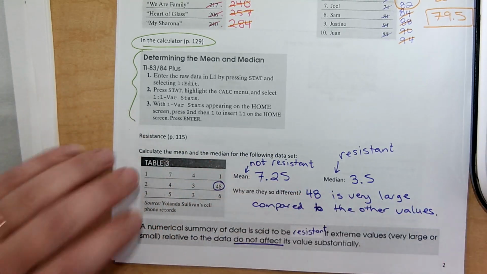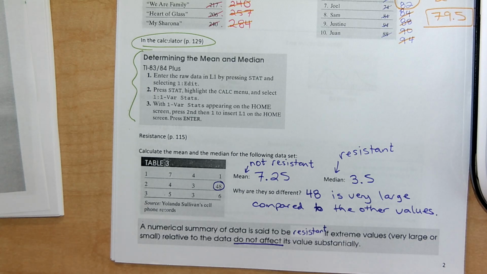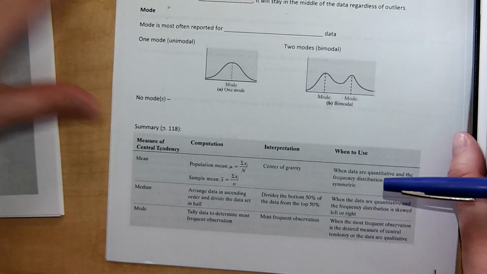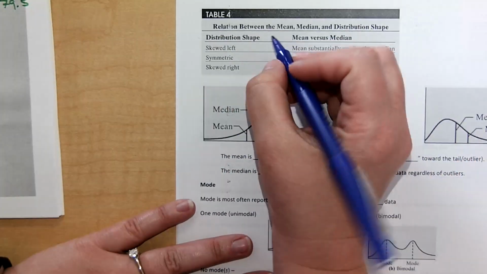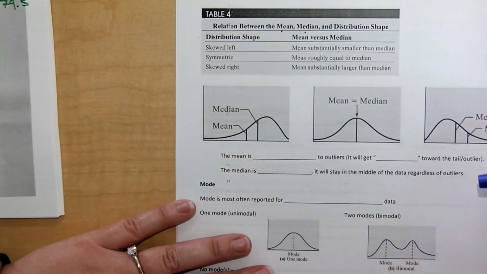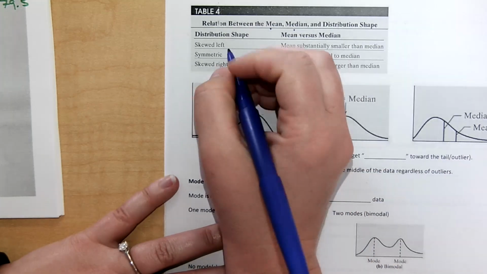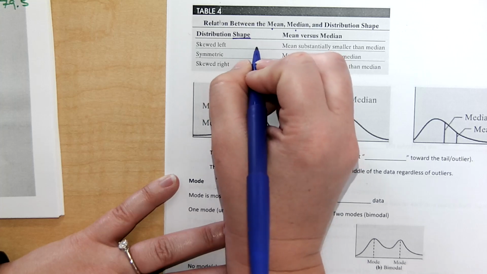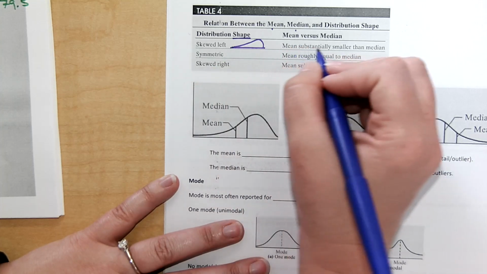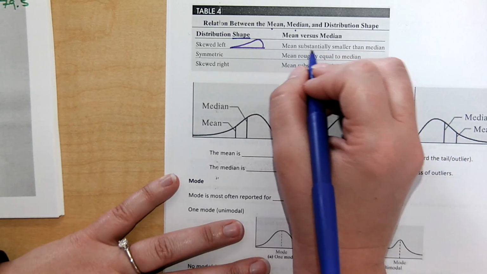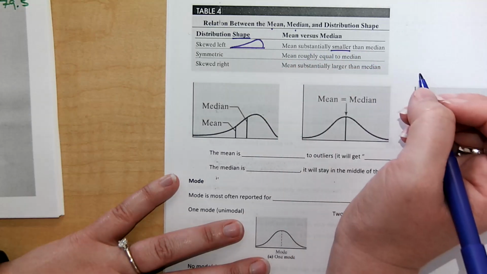So I'm going to explain this a little bit more. Resistance is something that is important in statistics, kind of knowing what values affect what kind of numbers. So let's look at the top of page 3. So, comparing the mean and the median with a set of data. If the shape of the distribution is skewed left, and that means the majority of the data is bigger and it skews to the left, that means that the mean is going to be substantially smaller than the median.